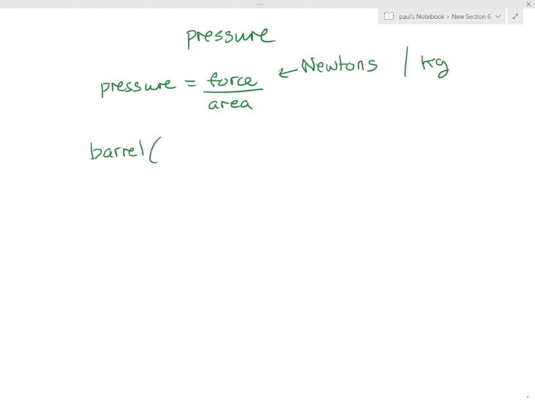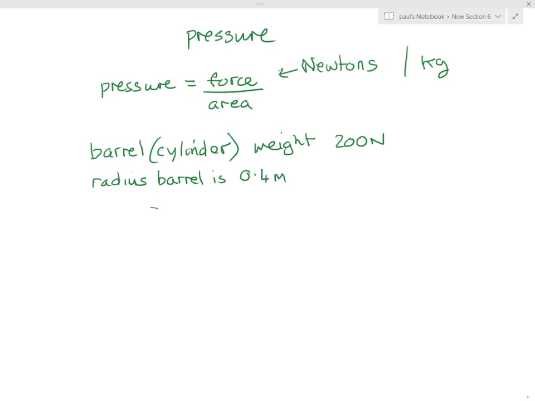a barrel which is a cylinder. These get a bit more complicated because there are other things to do as well. A barrel has a weight of 200 newtons, and the radius of the circumference. And we want to know what the pressure is. Now the radius of the barrel is 0.4 meters. So we've got this sort of thing going on.